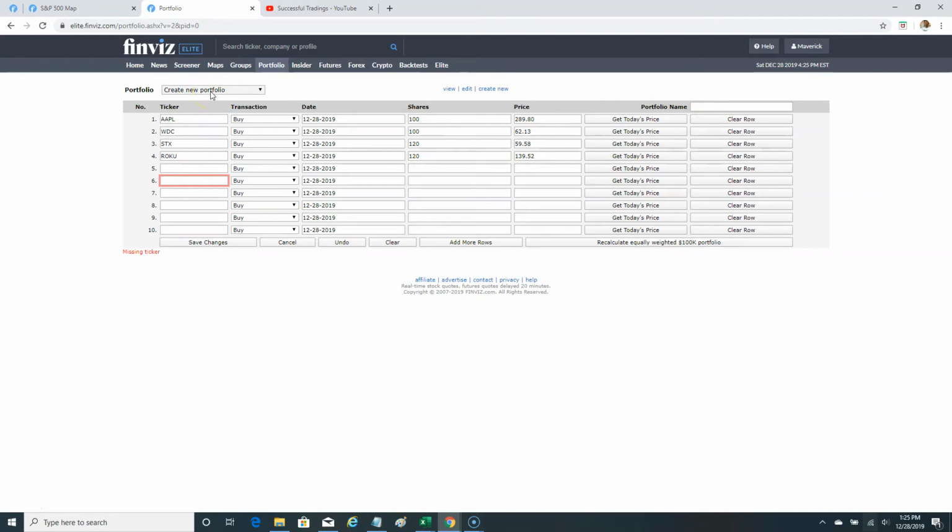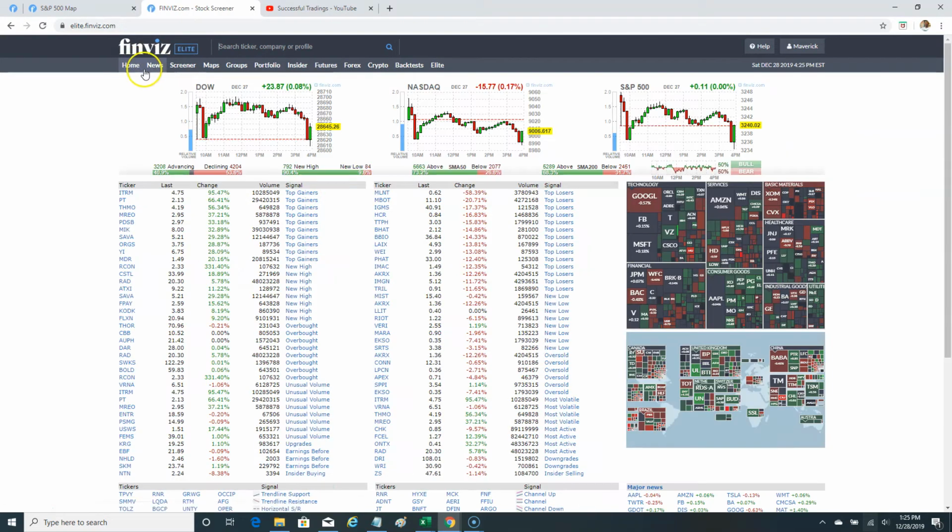Okay, so how about create new? Well, you get the idea. I should have saved my changes in order for it to be saved under the portfolio, but you get the idea how that's done. So that's the overview of the Finviz.com tool, or the Elite membership.